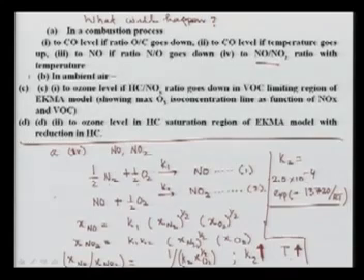When the temperature is going up, K2 is going up, which means this ratio is coming down. So with a rise in temperature, the ratio of NO by NO2 will come down. Is that clear? Okay, that sounds good. So let's go to the next problem now.